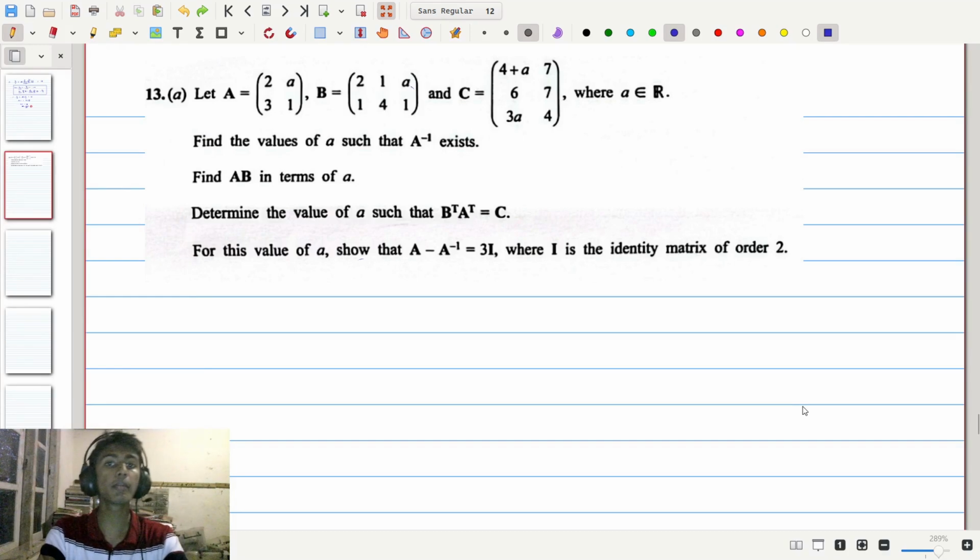2025 A-Level Combined Mathematics Paper 1, Part B, Question number 13, Part A. Part B and C of this same question will be discussed in future videos. Part A of this question has to do with matrices.